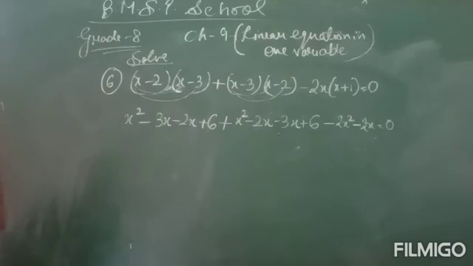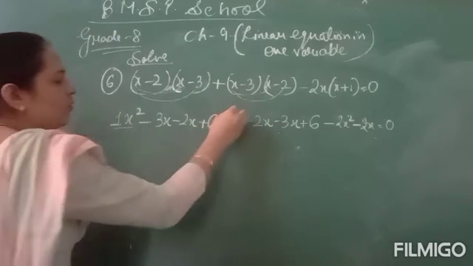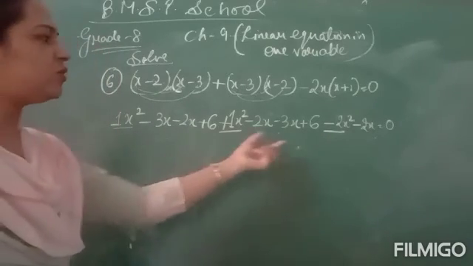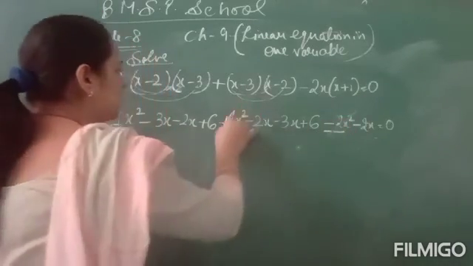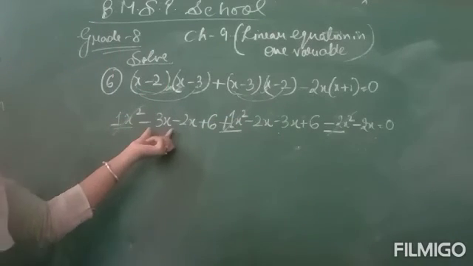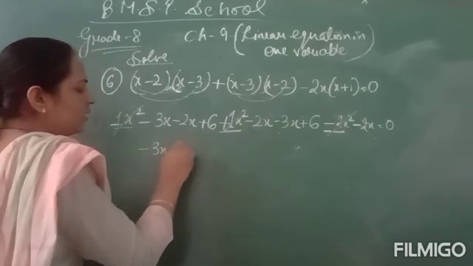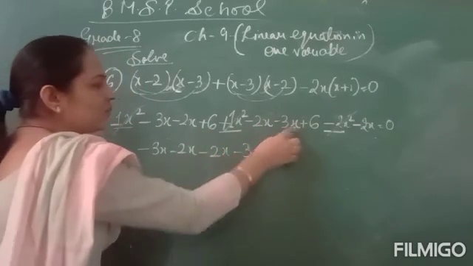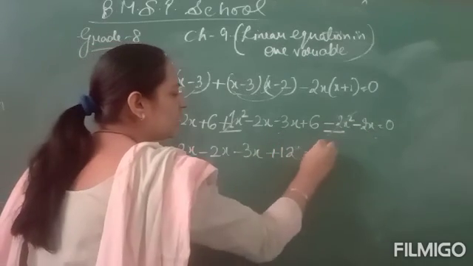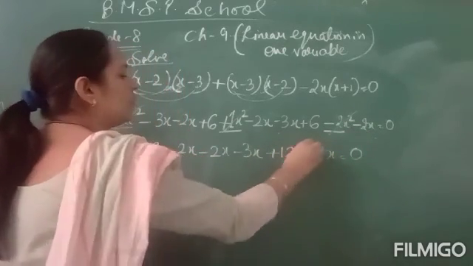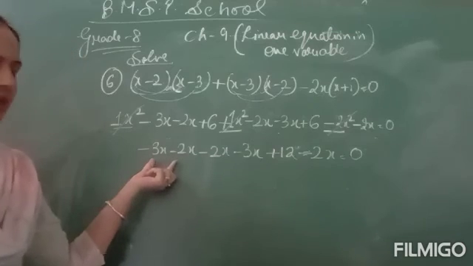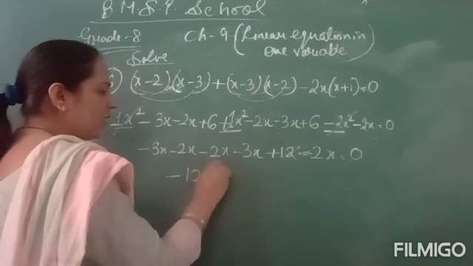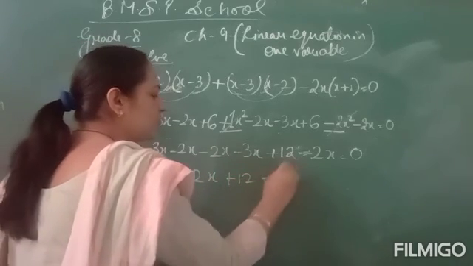Now combine the like terms. Here is 1x square, 1x square and minus 2x square. 1 plus 1, 2 minus 2 is 0, so I can cut these 3. Now next is minus 3x, minus 2x, and here is also minus 2x, minus 3x, plus 6 and plus 6 is 12, is equal to 0. Now combine like terms: 3 and 2 is 5, 5 and 2 is 7, 7 and 3 is 10 and 2 is 12, because all are minus. Minus 12x plus 12 is equal to 0.